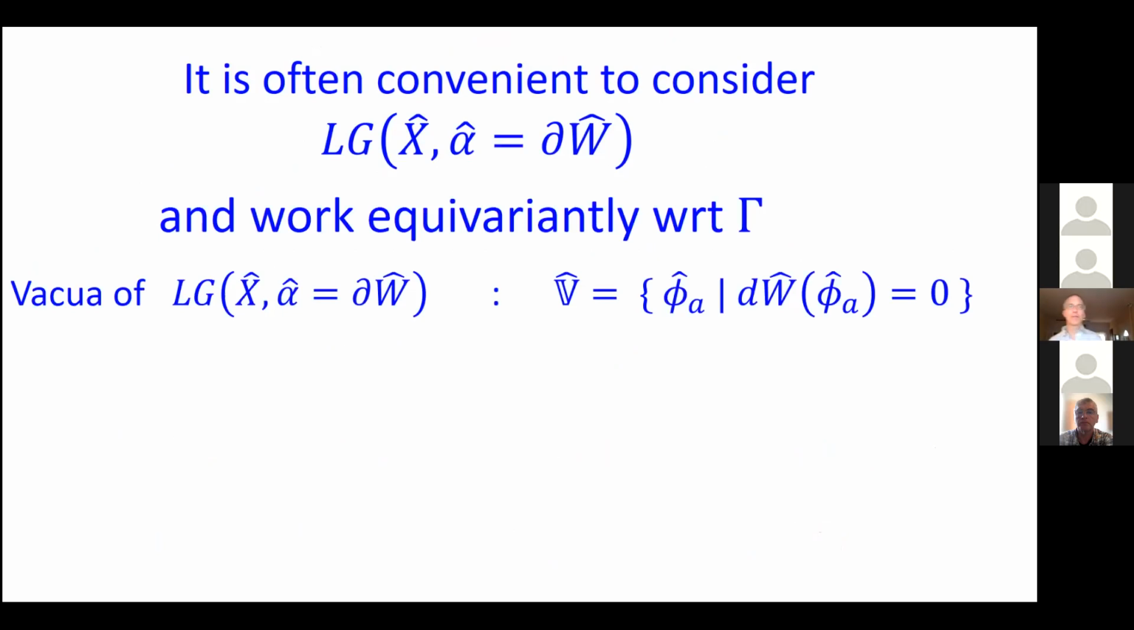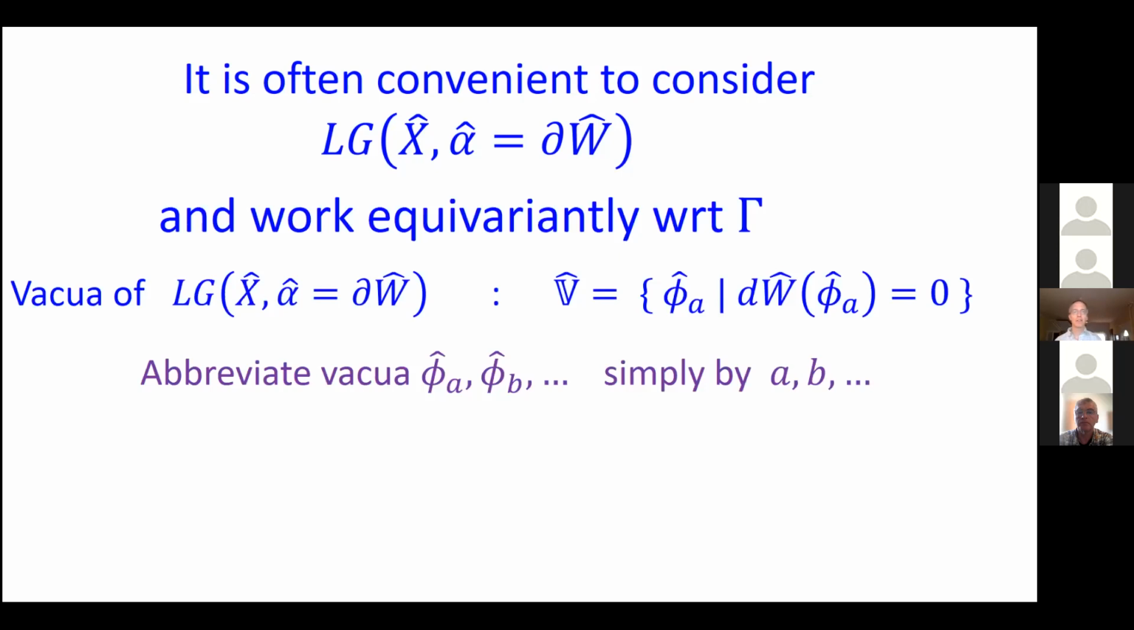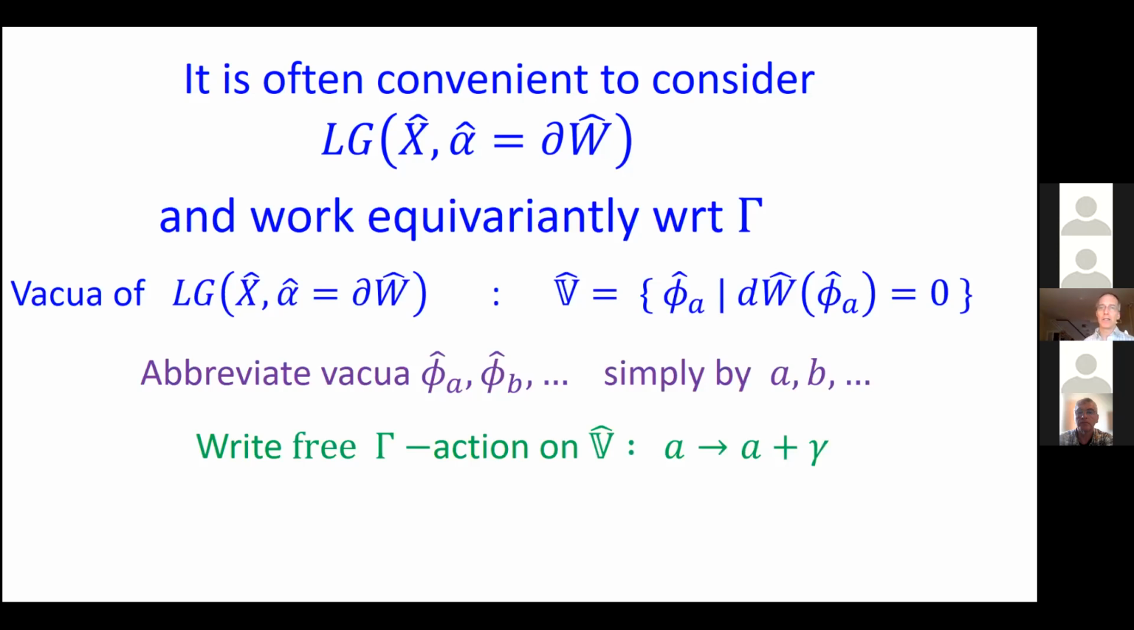So now the vacua of the theory on the cover, where there's a single-valued superpotential, is just given by the critical points of the single-valued superpotential, W hat, upstairs. And just to simplify notation, I'll abbreviate these vacua, these critical points of W hat, by phi hat A, phi hat B, and I'll simply abbreviate those by A, B, and so on. And I'll write the free gamma action on these vacua as A goes to A plus gamma. So, for example, if I consider the critical values of W hat at these critical points, then if I shift A by gamma, the critical value, W hat of A plus gamma, is W hat of A plus the period of alpha around this homology class gamma.